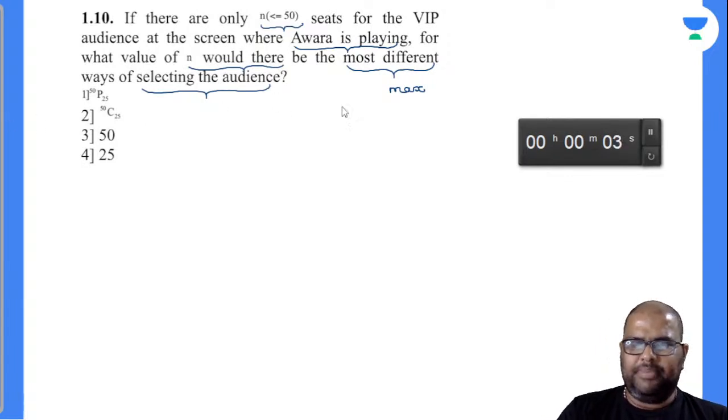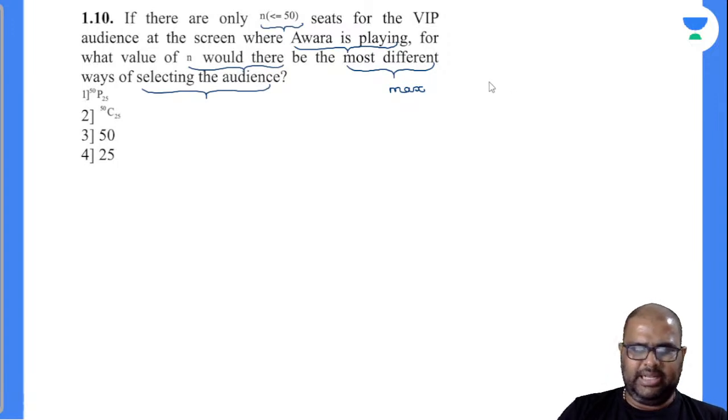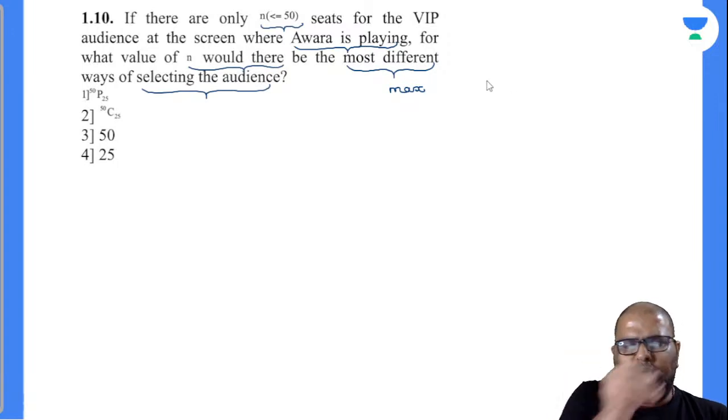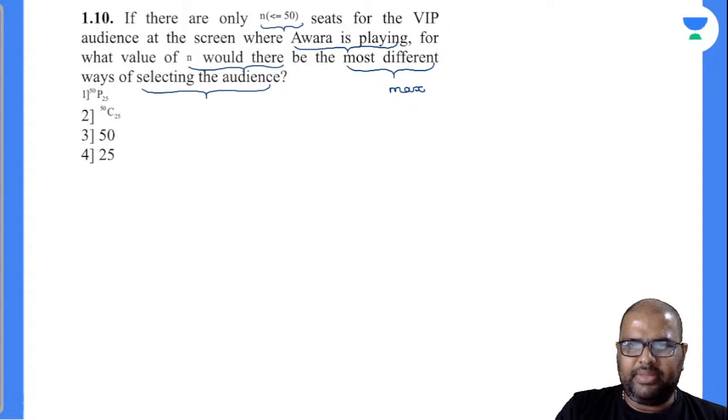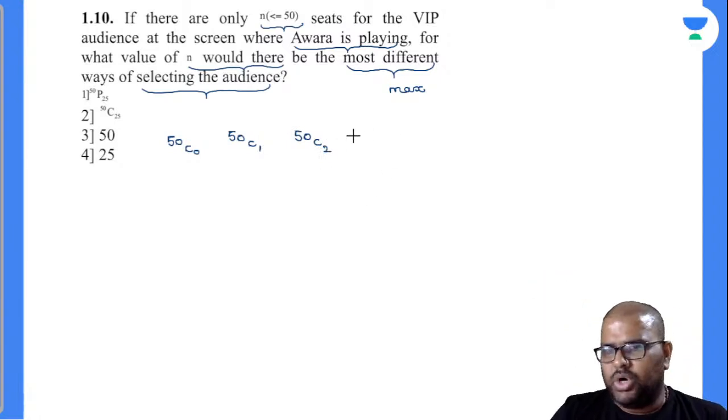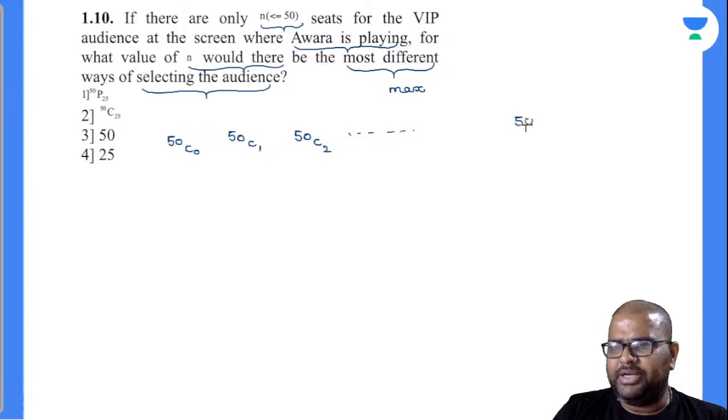Any answer for this? Now look, let us suppose there are 50 seats. If nobody came to the movie, is it 50C0? If only one audience member came, one seat will be filled. If two came, two seats will be filled, and these two seats can be filled in 50C2 ways. They can sit anywhere. And so on, up to 50C50. If the complete show is house full, it is 50C50.